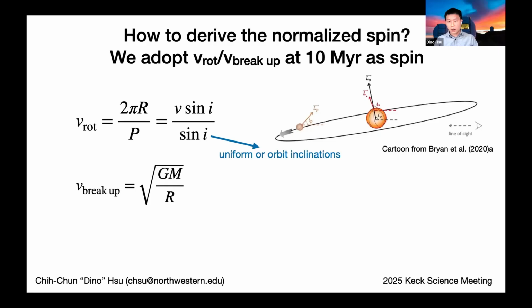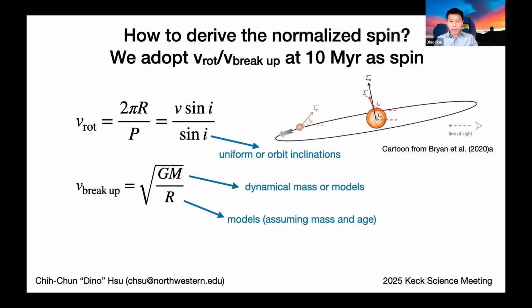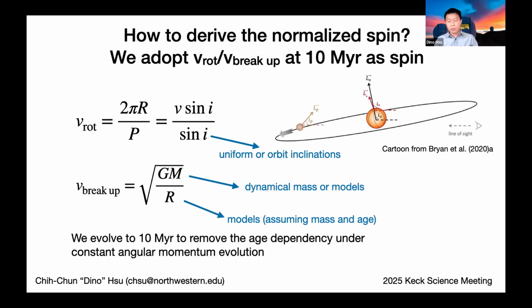For the mass, a lot of times we have dynamical masses or model masses. For the radius, we use substellar atmospheric models, with the masses from above and ages from the host star. And finally, we need to disentangle this age factor, this spin-up trend. We can assume constant angular momentum and evolve back. In this case, we assume 10 million years.